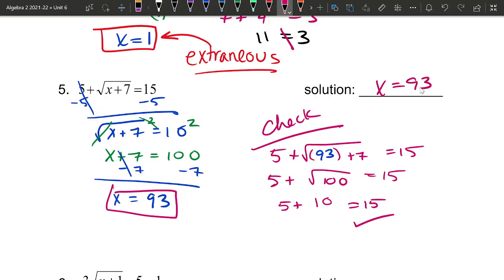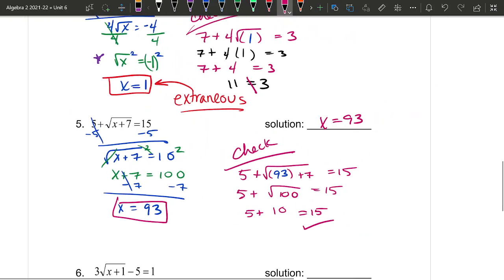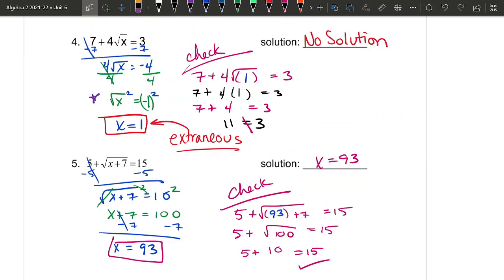Alright, so that is as far as I'm going to go on this. There's nothing really different about the last example. I'm going to leave you here.